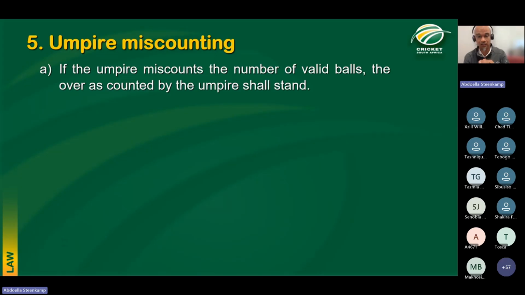6 valid balls in the over. We shouldn't be allowing less, nor should we be allowing more. But if we do miscount, and it can happen, it needs to be an exception to the rule: the over as counted by the umpire stands.